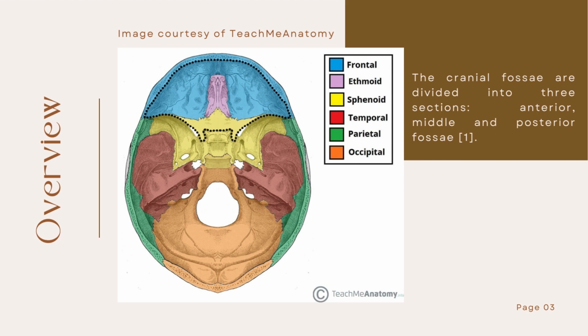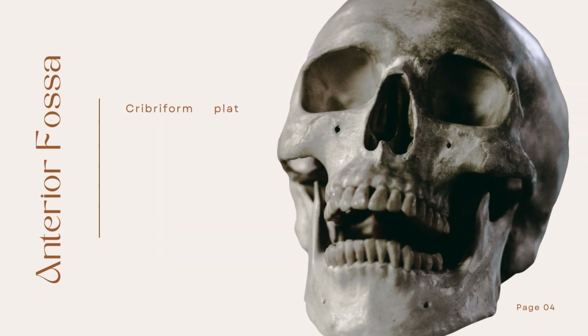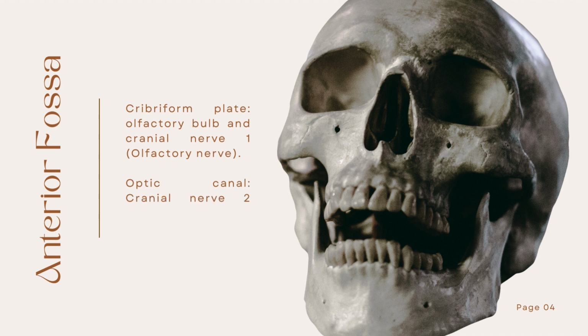The posterior cranial fossa is formed by the occipital bone, parts of the parietal bones, as well as parts of the temporal bones as well. Much easier to see it on the diagram. The anterior fossa is where the cribriform plate is. This contains the olfactory bulb as well as cranial nerve 1, which is the olfactory nerve. The optic canal is also found in the anterior fossa. This contains cranial nerve 2, which is the optic nerve.